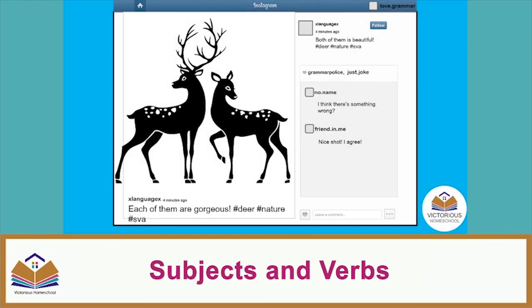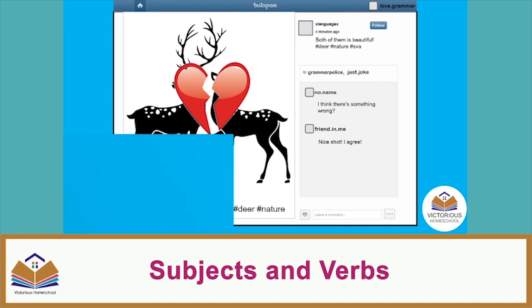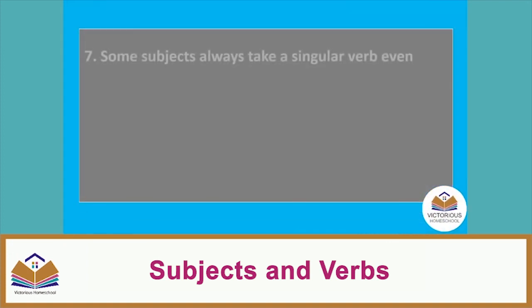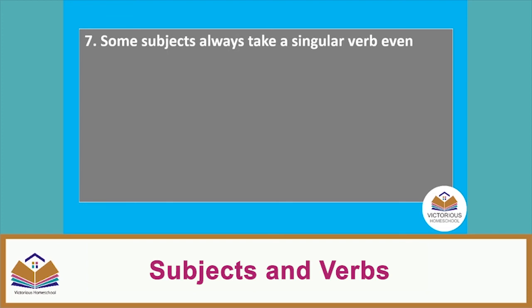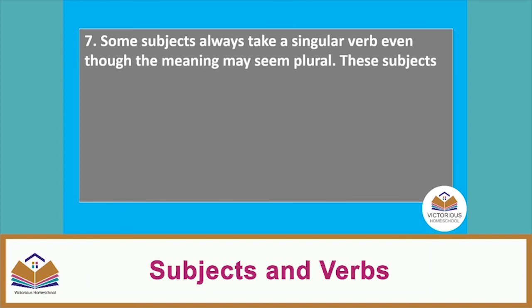Okay, let's have this other post. Okay, each of them are gorgeous. Oh, because you're looking at a picture with two deer, so you might think that, well, we're referring to two animals, right? But nah. So here is the rule for that. Some subjects always take a singular verb, even though the meaning may seem plural. Well, these subjects always take singular verbs.